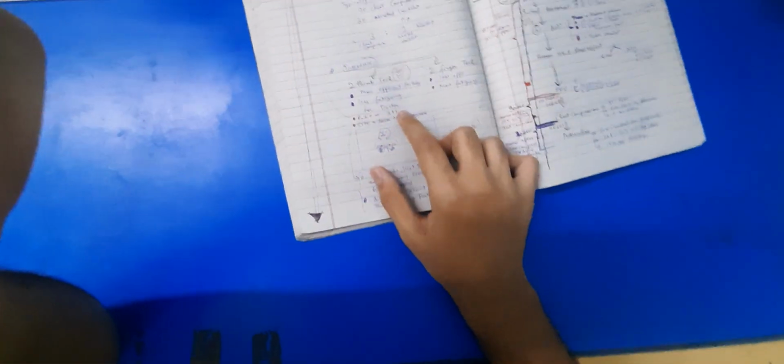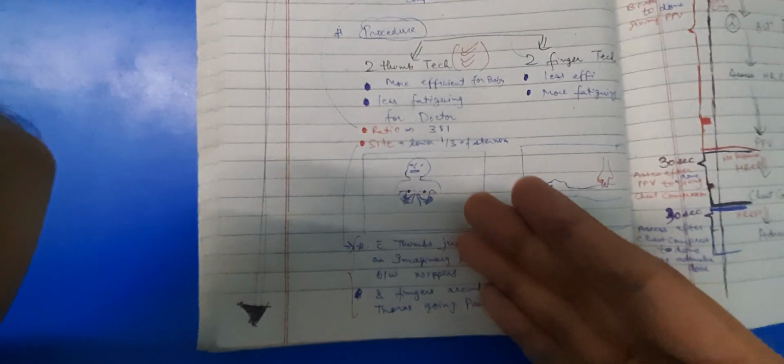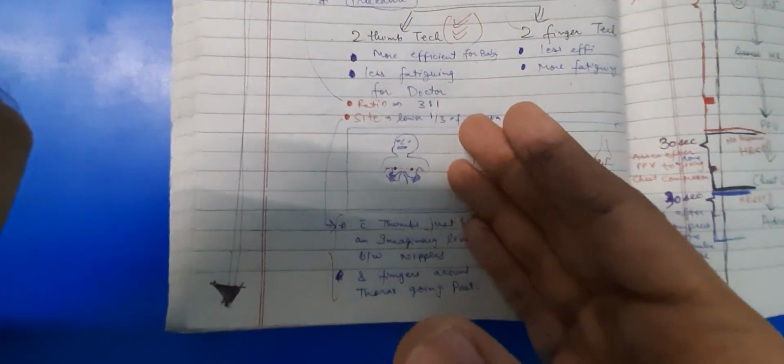The ratio is 3:1. The site is the lower 1/3 of the sternum. So just put your arms around the chest at the axilla of the baby and your thumbs over the lower 1/3 of the sternum, that is, below the nipples.